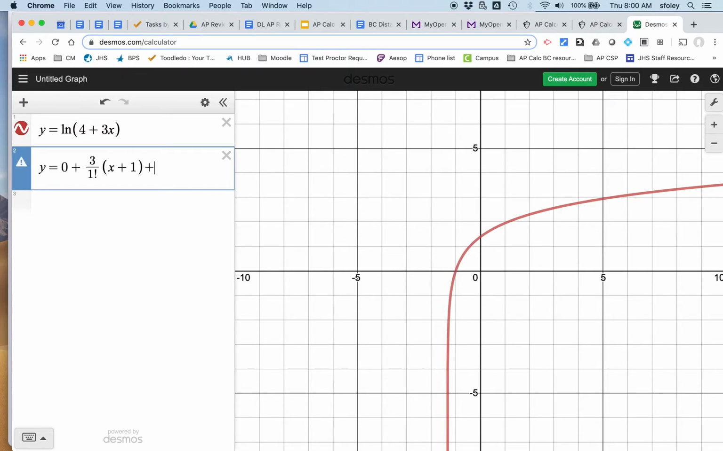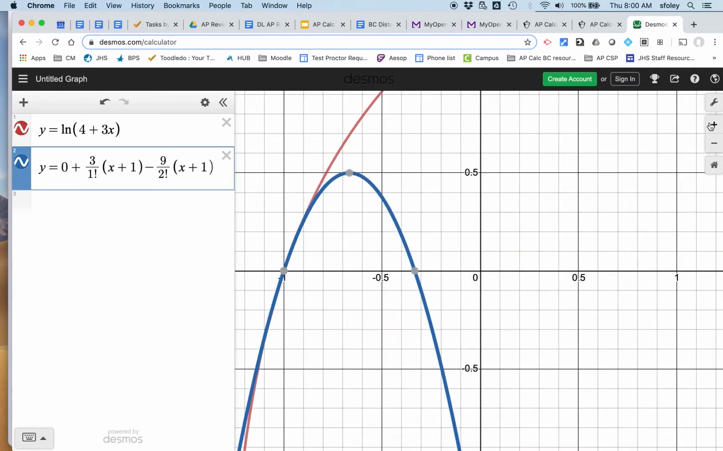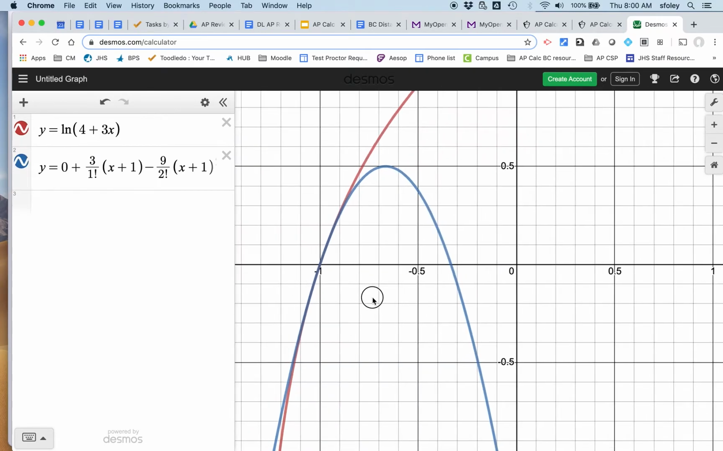The Taylor polynomial just takes it that one step further, so minus 9 over 2 factorial, x plus 1 to the second. And so now when I zoom in here, I see that I basically have a tangent parabola.